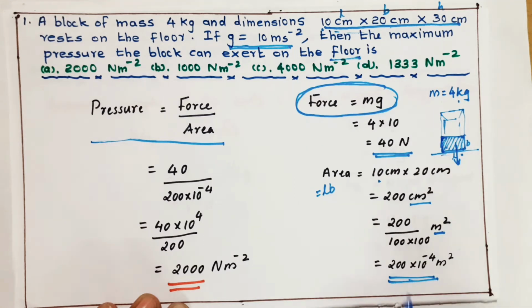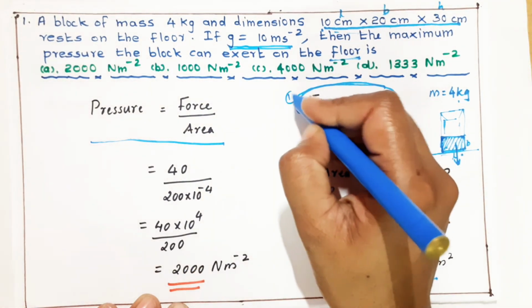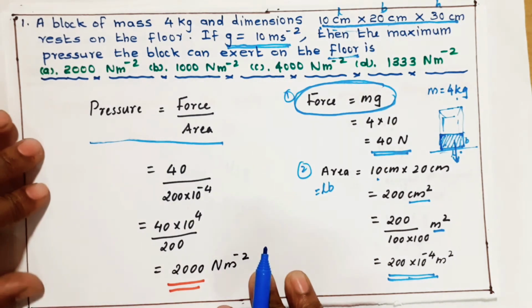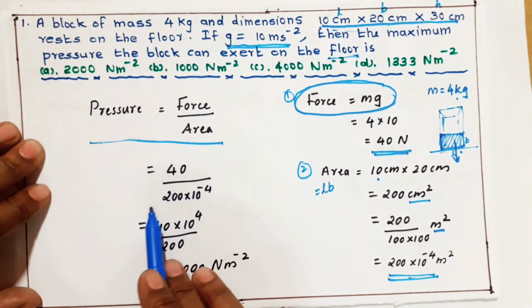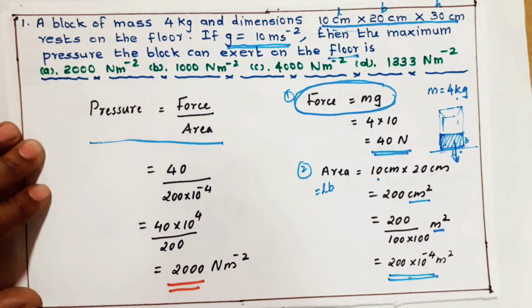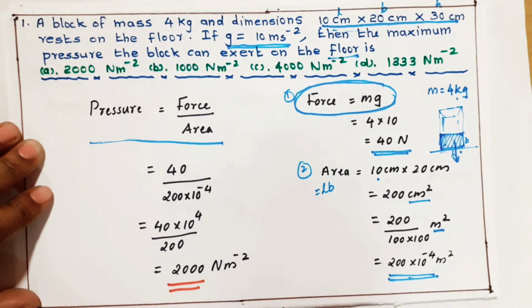Clear? Now, next is simple only. We are substituting this force and the area in this equation. So we can write force as 40 by area as 200 into 10 power minus 4. Clear? Then 40 into this 10 power minus 4 going to numerator becomes 10 power 4.